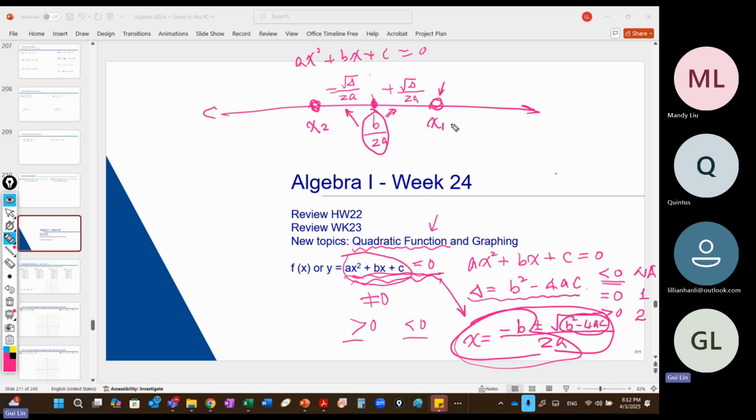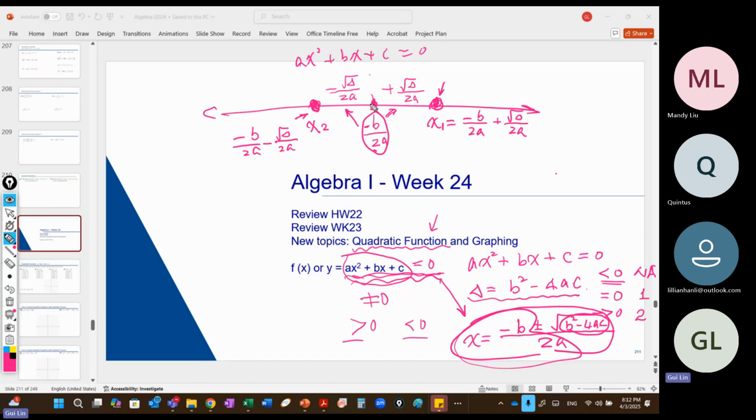So x1, we say, I'm sorry, here is negative b over 2a plus the square root part. And this one is negative b over 2a minus the square root part. So this is the distance, this is one of the solutions, and this is the second solution. Does it make sense? Lillian, Quantian, does it make sense? Yeah. So here is the middle.